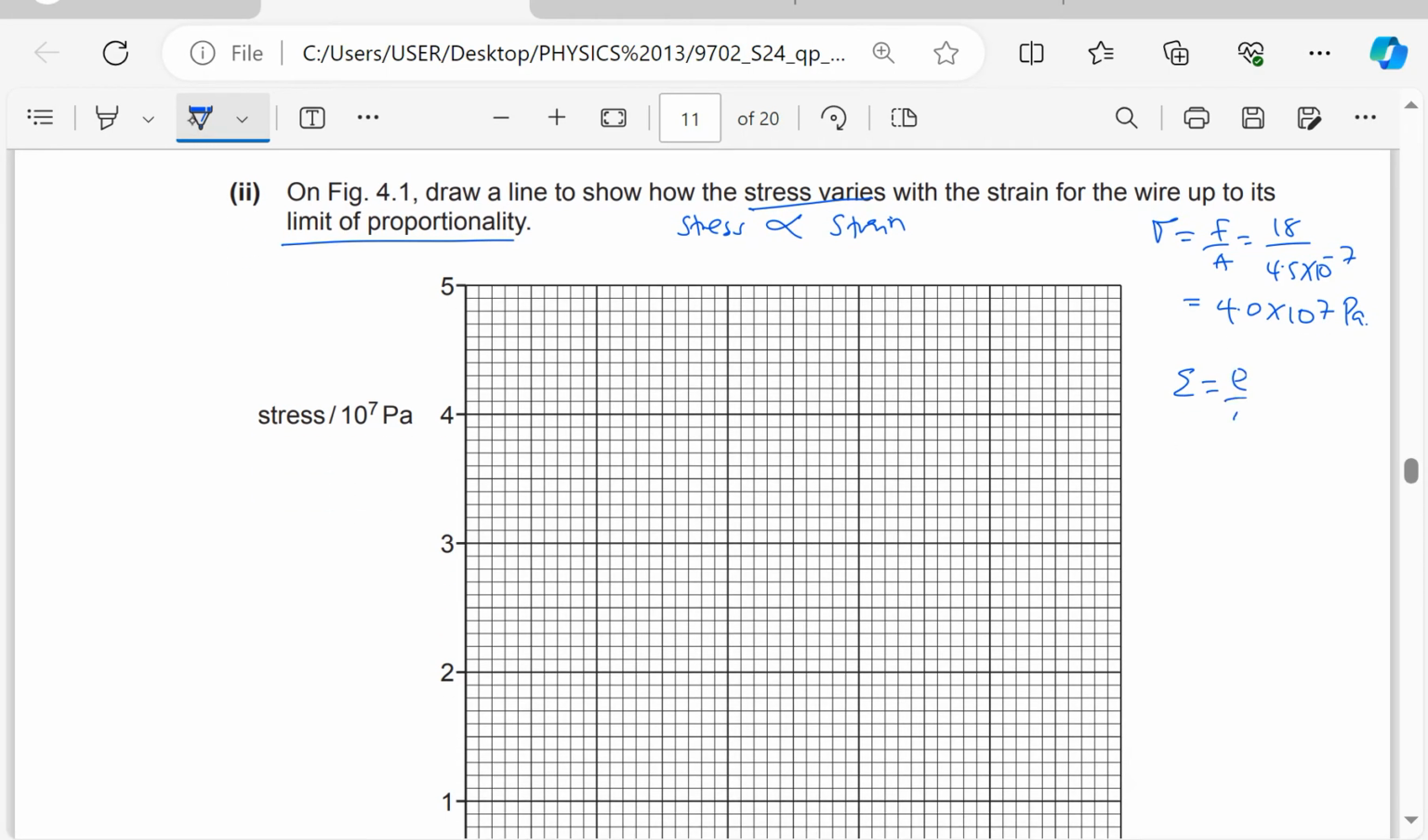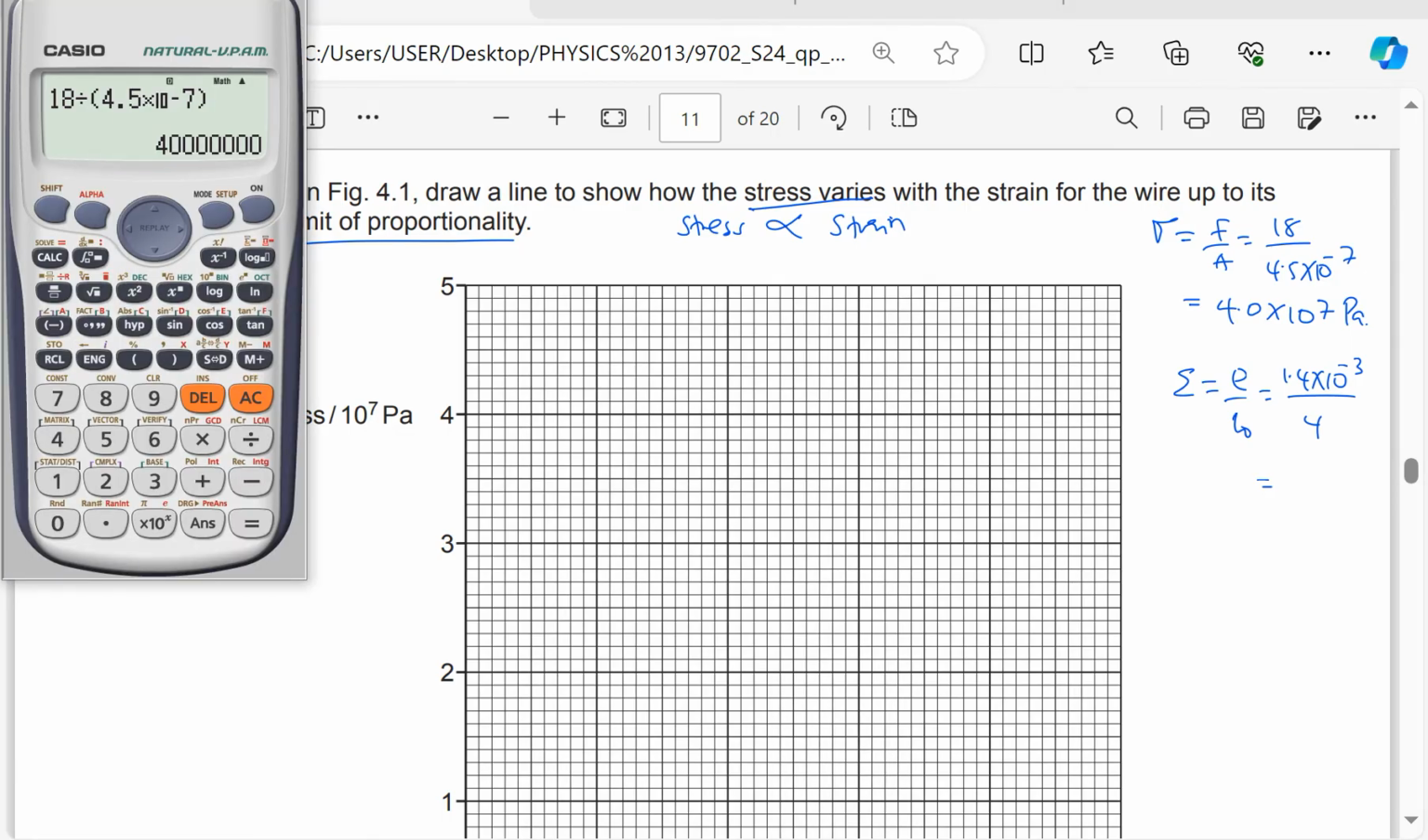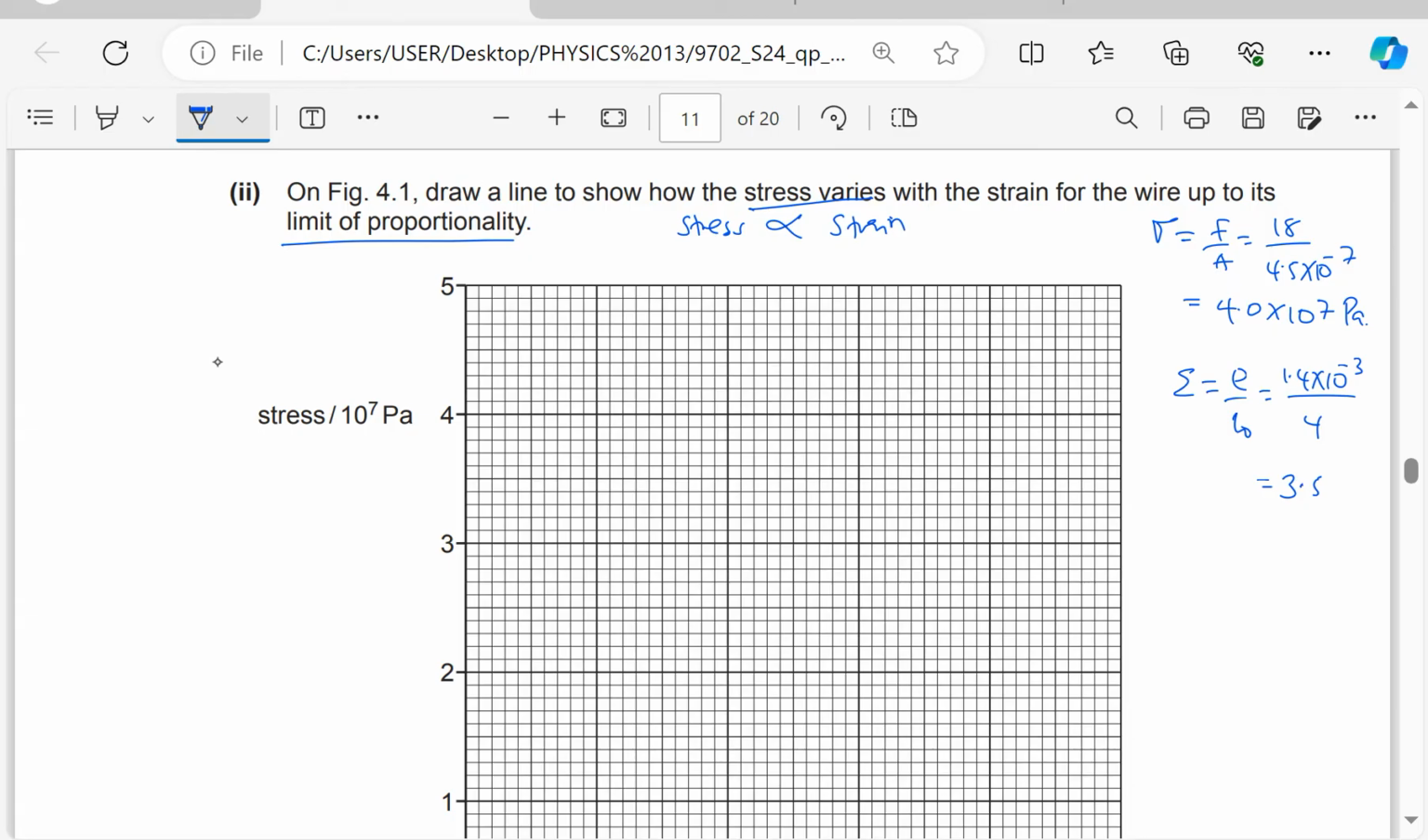Strain is extension over original length. The extension was given as 1.4 times 10 to the power of minus 3. The original length was 4. Let me check. 1.4 exponent minus 3 divided by 4. That is 3.5 times 10 to the power of minus 4.